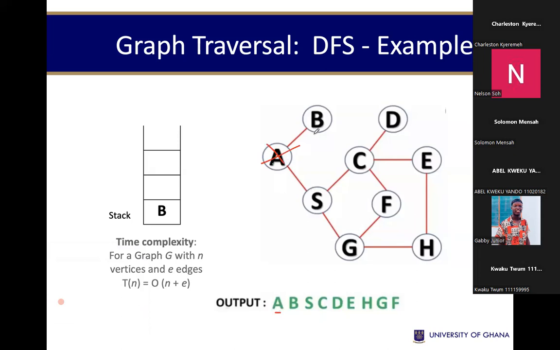Now I need to check the first adjacent node to A. This is where the difference comes in. And the first adjacent node to A is B. So I'll mark it as 1. Remember, I don't come and mark S. So when I put B into the stack, I am going to pop it because it's going to be the next to visit. So B will be popped out.